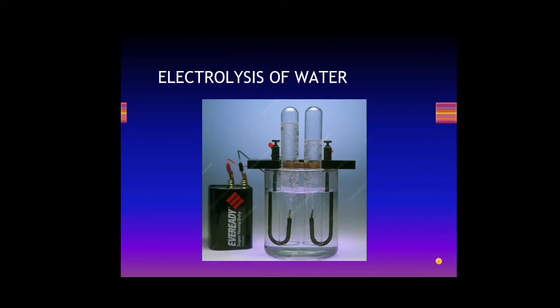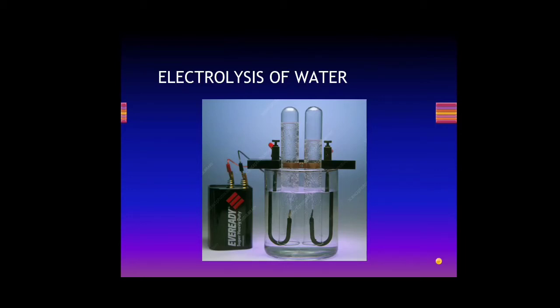What happens with sulfuric acid? Sulfuric acid has a high dissociation, so it will dissociate and help water molecules to undergo dissociation, and then the separation of water into hydrogen and oxygen will start.